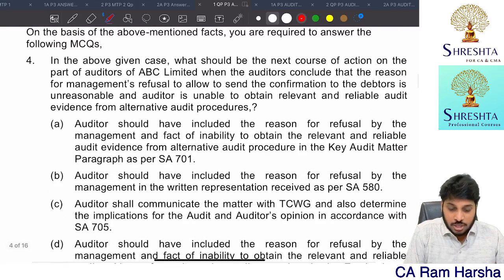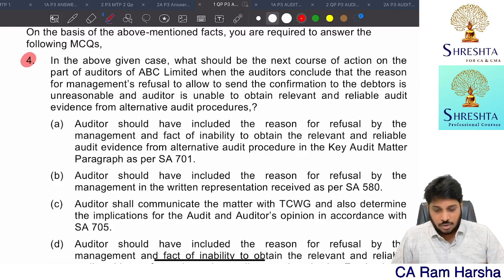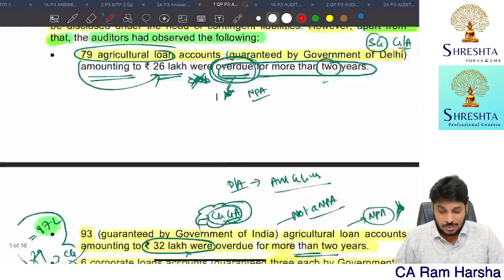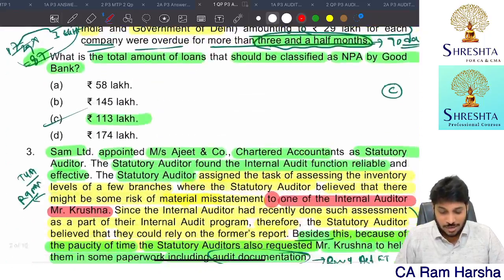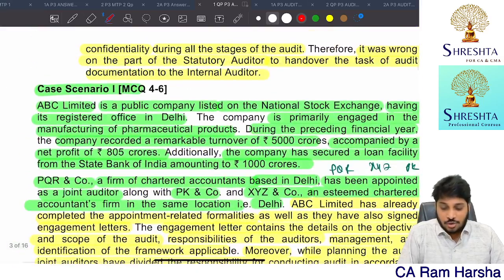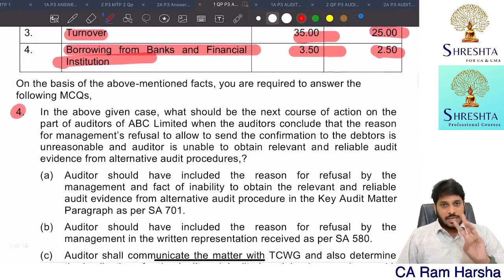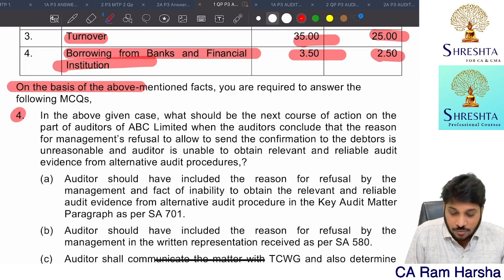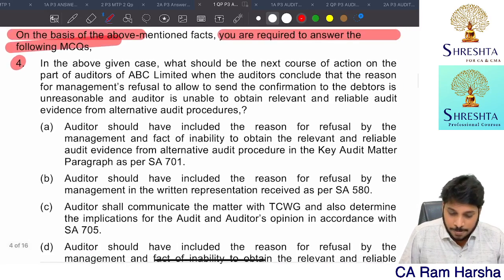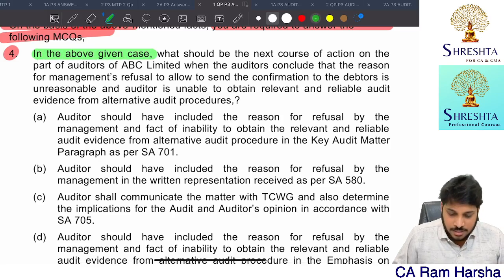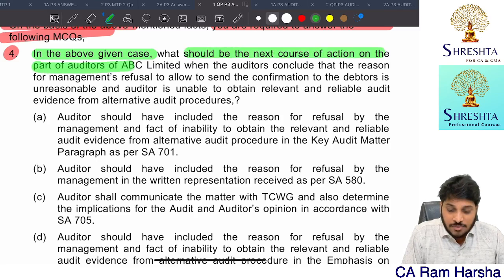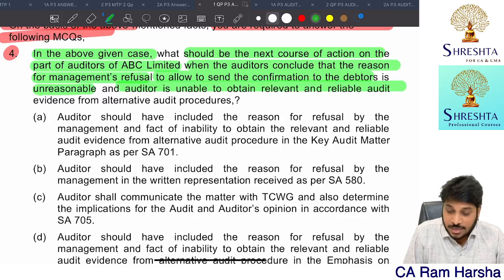Now you see, for question number 4 to question number 6, 3 questions were asked. Sorry, I said 4 to 6 marks, right? Actually, it's not 4 to 6 marks, I'm correcting it. It's actually MCQ question number 4 to question number 6. That's the meaning. So 3 questions. On the basis of the above, you are required to answer the following. In the above given case, what should be the next course of action on the part of the auditors of ABC when the auditors concluded that the reason of the management's refusal to allow the confirmation to debtors is unreasonable and the auditor is unable to obtain evidence?